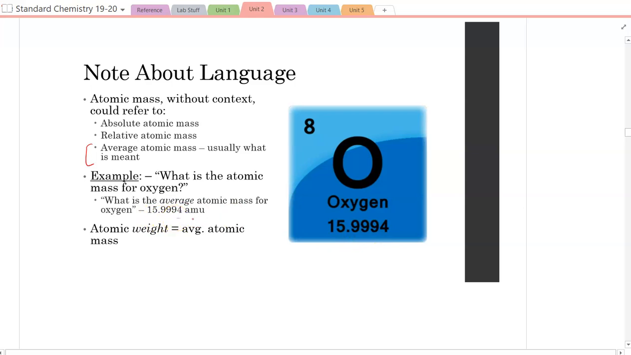Another annoying thing is this distinction between atomic weight versus atomic mass. Atomic weight is just one of those old words that's stuck around for a long time. It hasn't quite left yet. So average atomic weight, if you hear that, is the same thing as the average atomic mass.